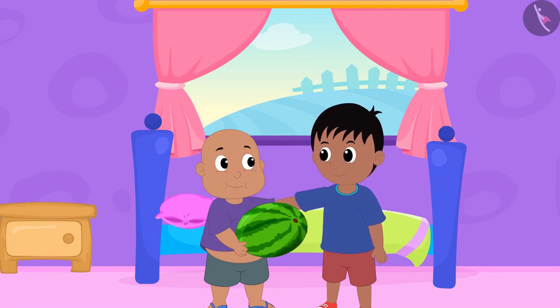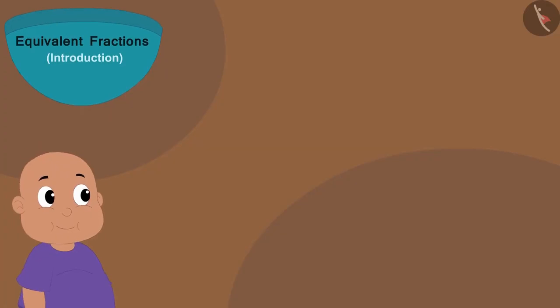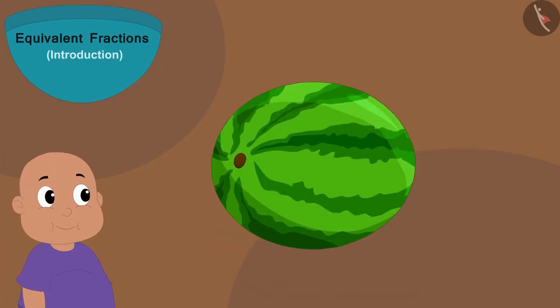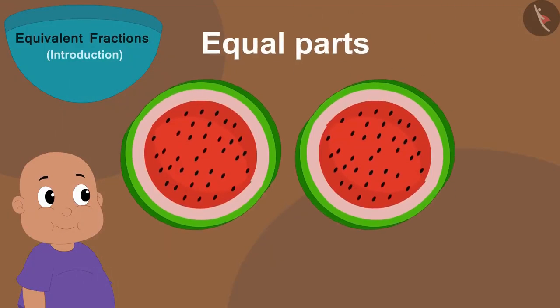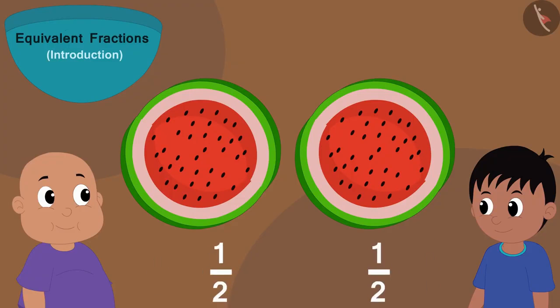Now, Raju told Bablu that he should divide the watermelon in two halves. Bablu cut the watermelon in two equal parts and gave one part to Raju. There are two equal parts of watermelon here, and both Raju and Bablu have taken a part of it. So we can say that both Raju and Bablu got 1/2 or half of the watermelon.